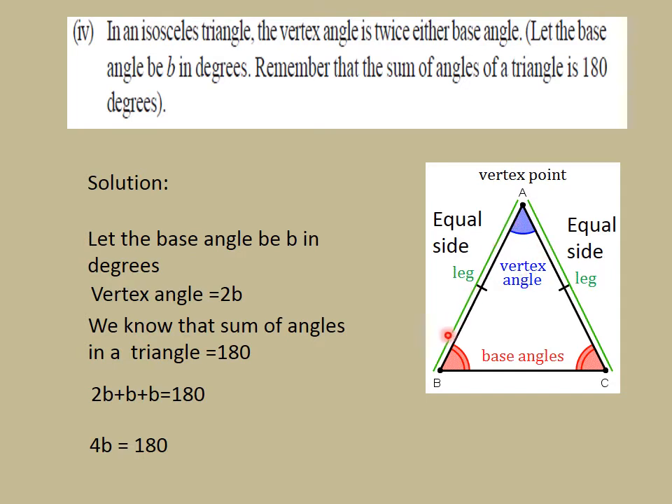Now, the angle between the leg and the third side of the triangle is called the base angle. These two angles are the same. So in an isosceles triangle, two sides are equal and two angles are equal. The two base angles are equal, and the lengths of two sides are equal.